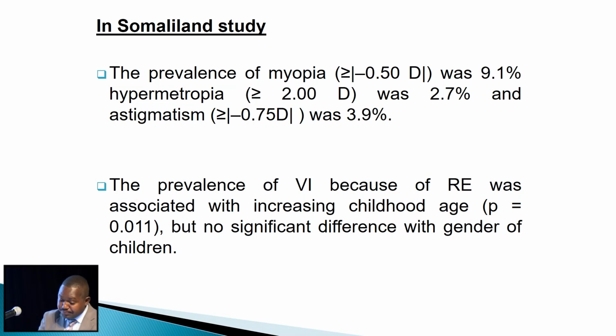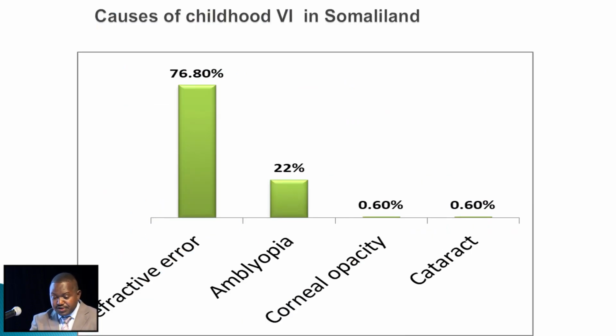In Somaliland, the prevalence of myopia of equal or more than 0.5 was 9.1, hypermetropia of equal or more than 2 diopter was 2.7, and astigmatism was 3.9. The prevalence of visual impairment because of refractive error was associated with increased childhood age, but there was no significant difference with gender. As you can see here, the leading cause of visual impairment in Somaliland was uncorrected refractive error, followed by amblyopia.